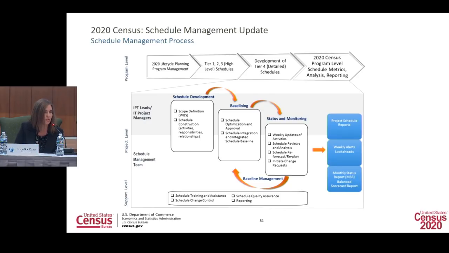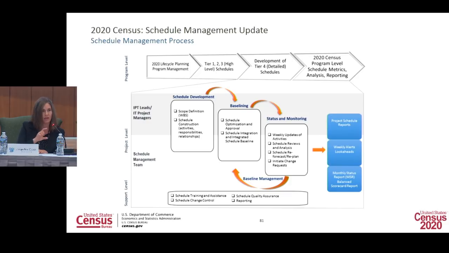And this is just a visual depiction of that process. So at the top level, you see the life cycle planning program and management, so that's really just following the operational workflow. We then break that down to the tier 1 through 3 that we just reviewed, and then we break down to the finest level of detail, and then we move into a monitor phase. So that's our program level process.